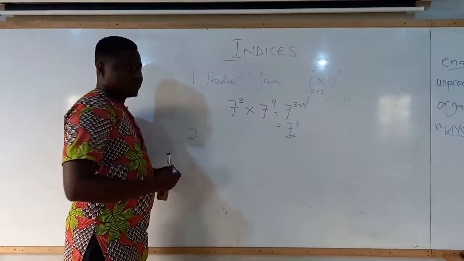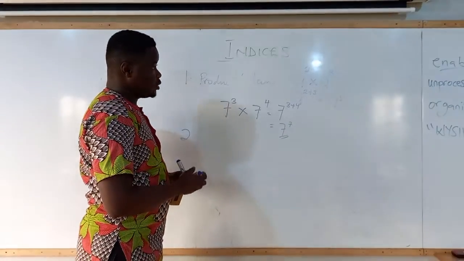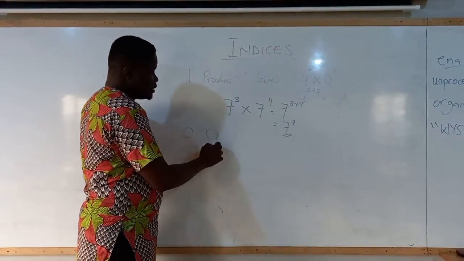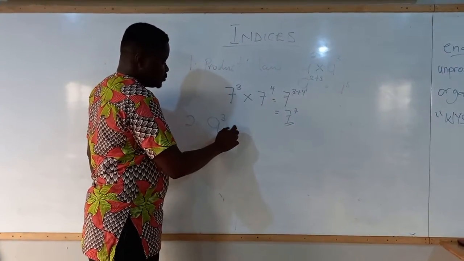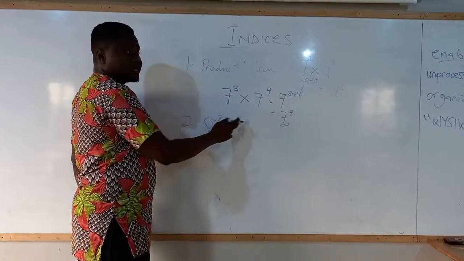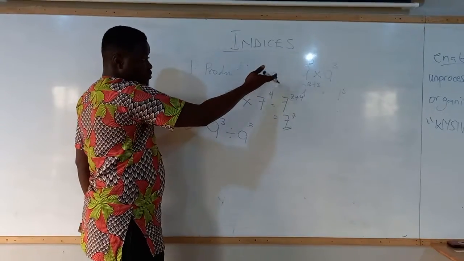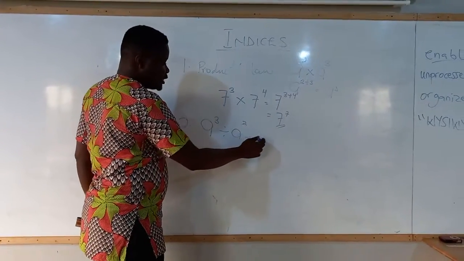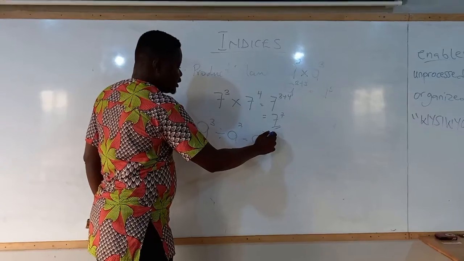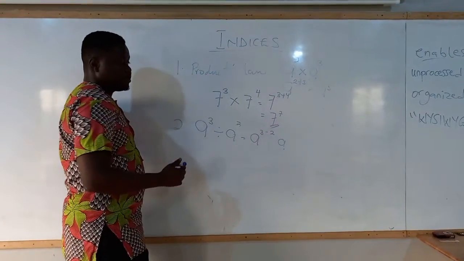The second law is the quotient law. The quotient law says that if the bases are the same, then we subtract their powers, and it is division. So for the first law, we add. For the second law, we subtract, for instance a raised to the power 3 over a raised to the power 2 gives a raised to the power 3 minus 2.